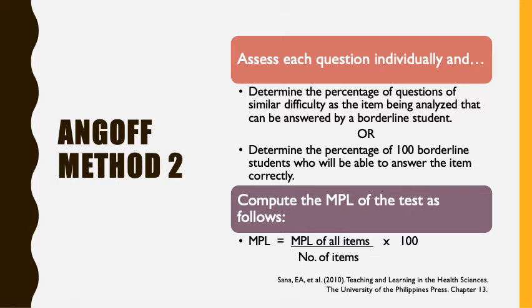And to compute for the total MPL, it's the same, no? Gather all the MPL for all the items, and divide this by the number of items multiplied by 100. That's your Angoff method.